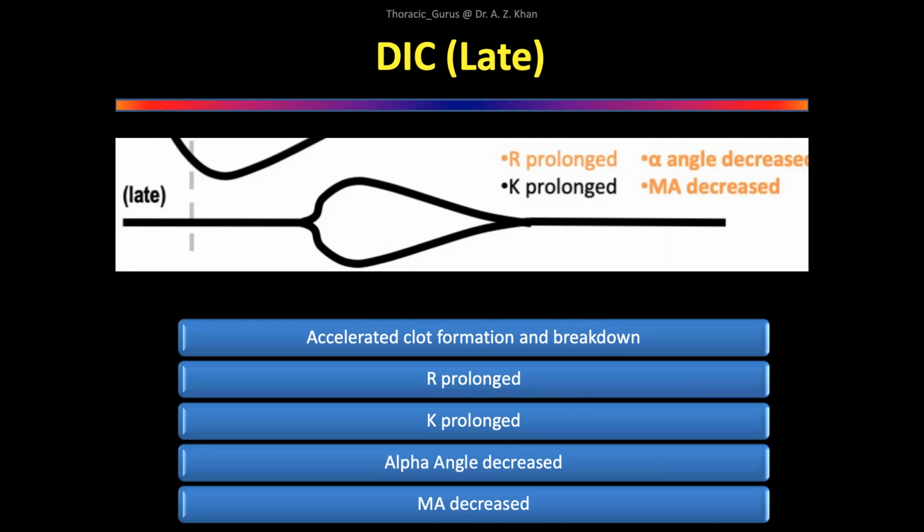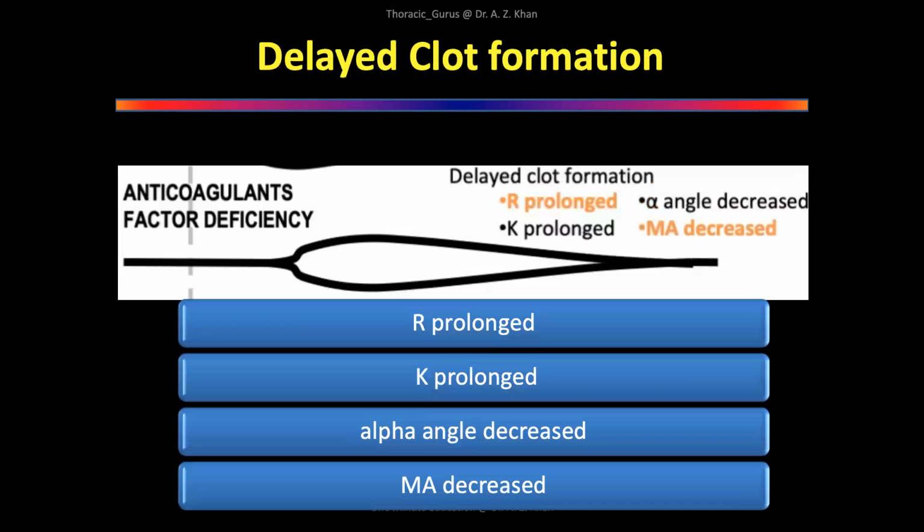Did this make sense, what I said? I went a bit fast because I want to put everything into context, so I'll quickly go through these again. In a delayed clot formation, R time and K time are prolonged, the alpha angle is decreased, everything is decreased. When everything is a problem, it is always a delayed clot formation.